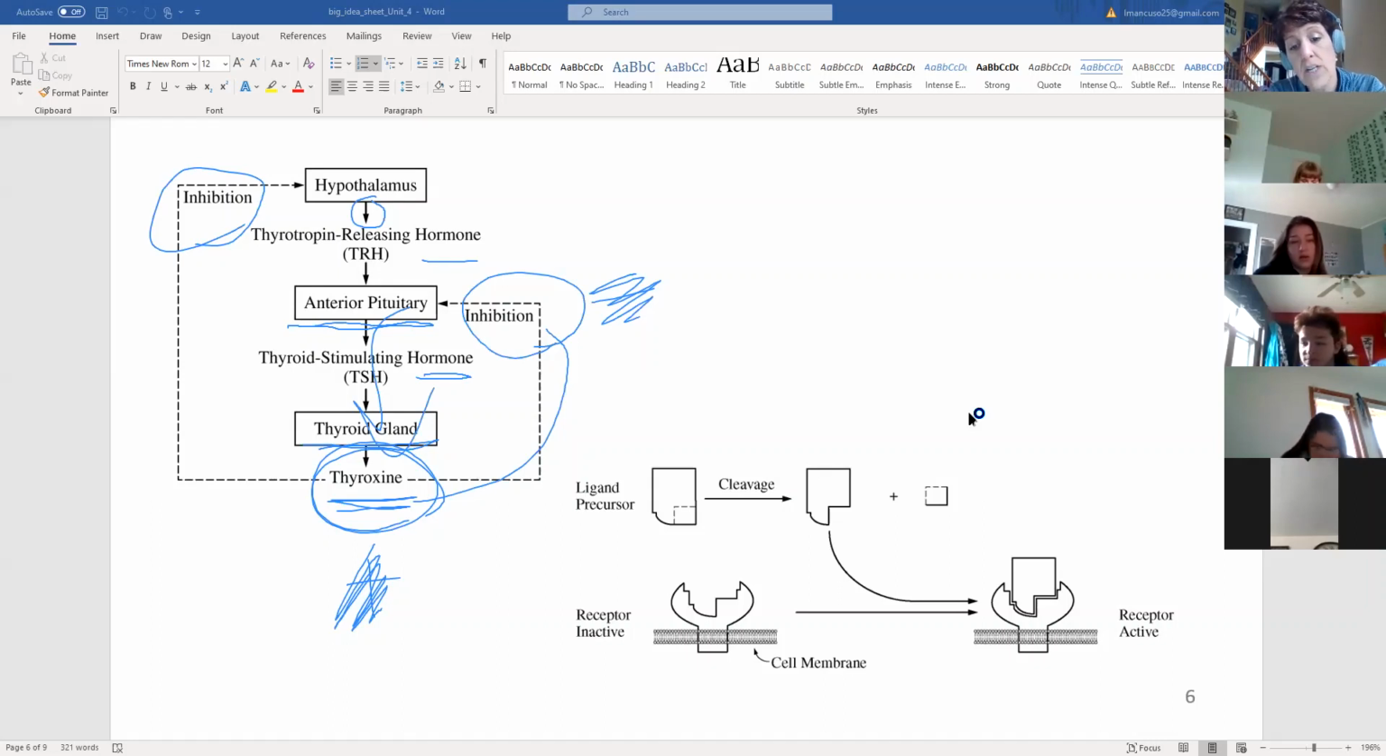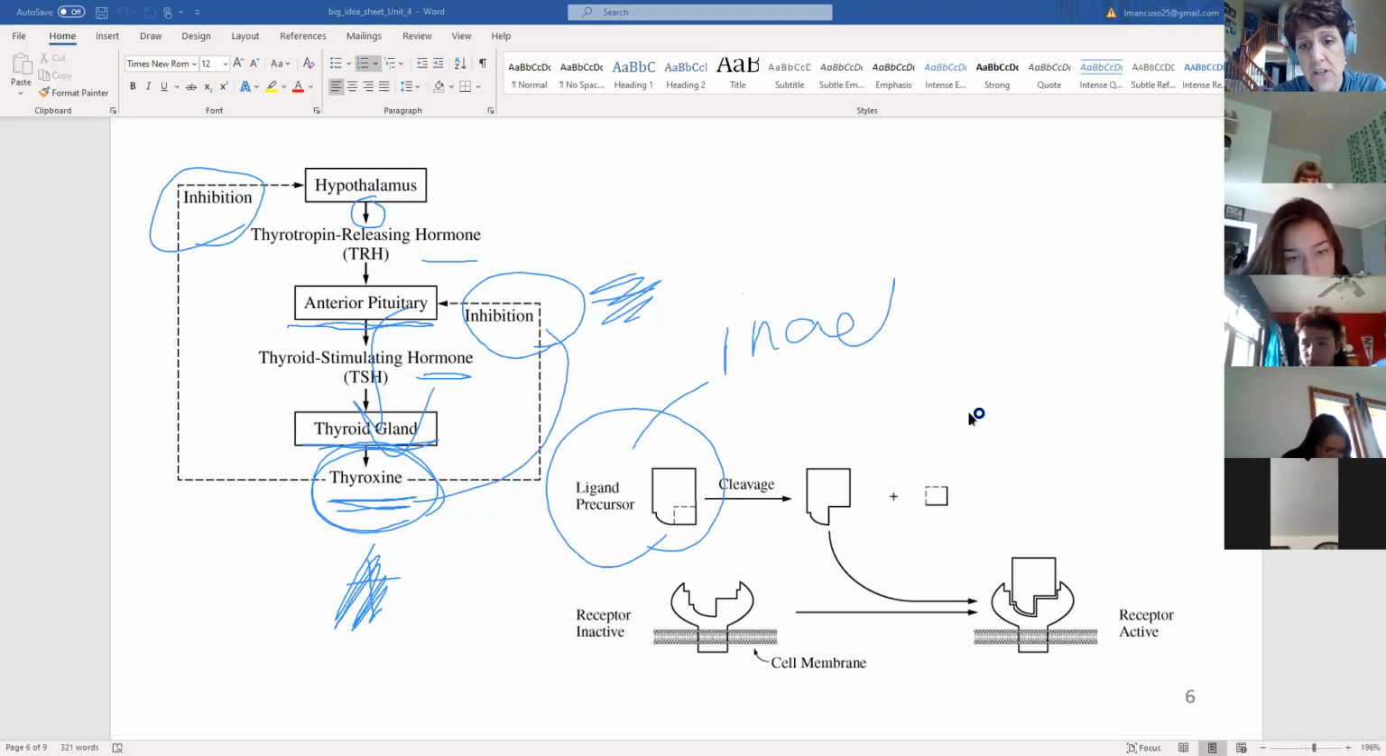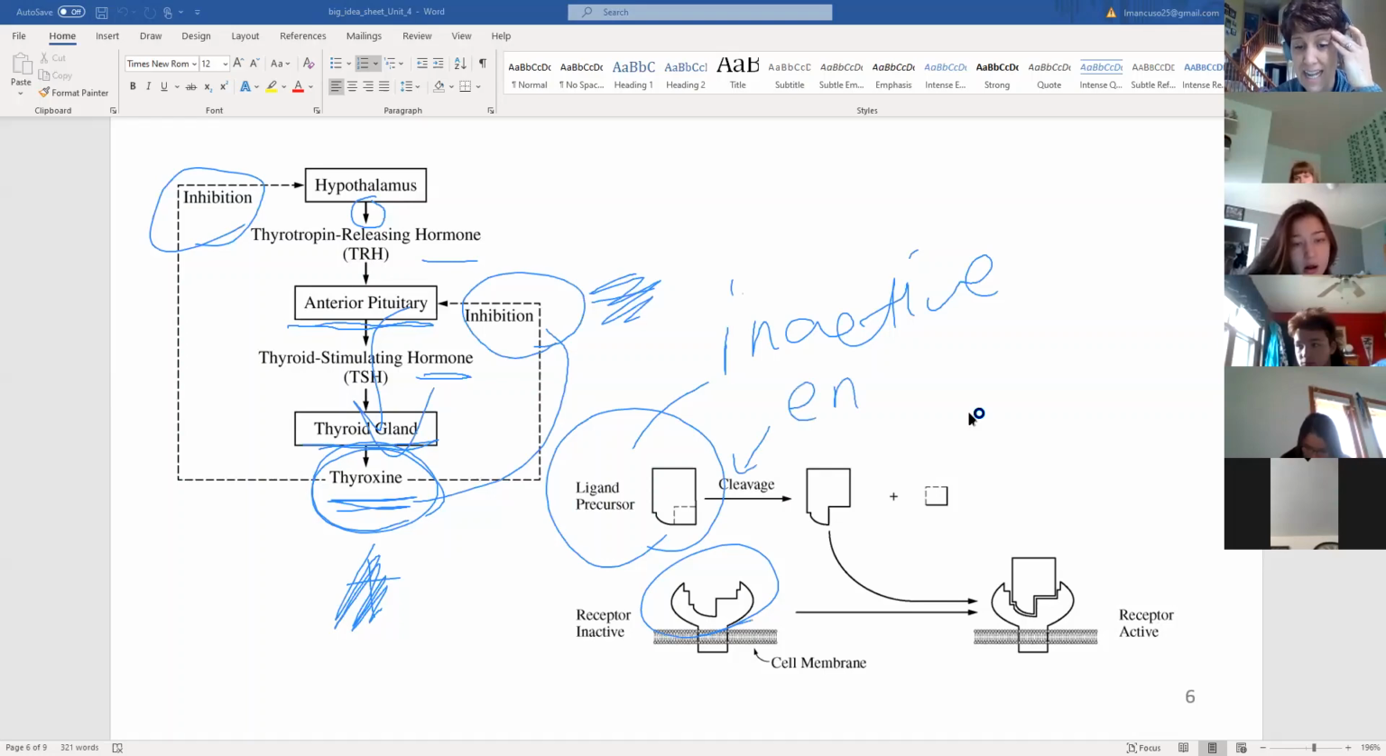Okay. This other one is showing how your ligand, this one is inactive. I know it's inactive because it's not a match. It doesn't fit in this receptor. So in order to fit in the receptor, you have to have an enzyme cleave it or break it or cut it a certain way. And once it's cut, now it's active, which means it fits in the receptor and it works.